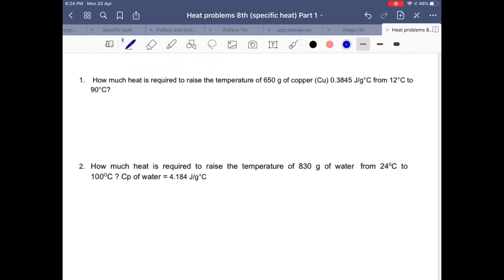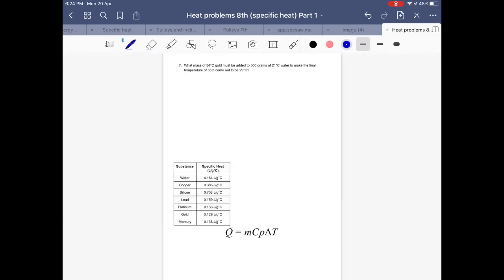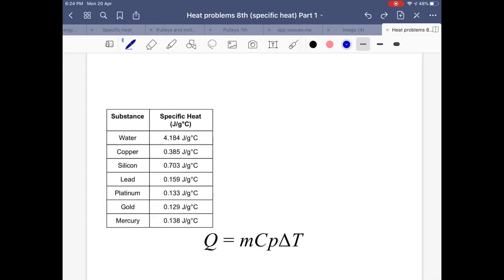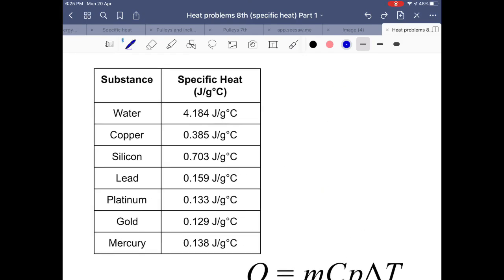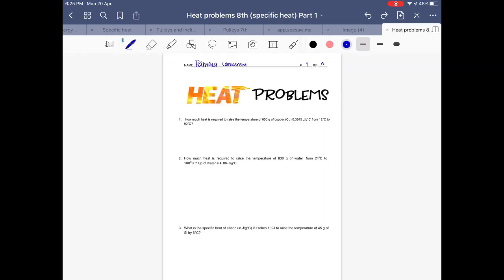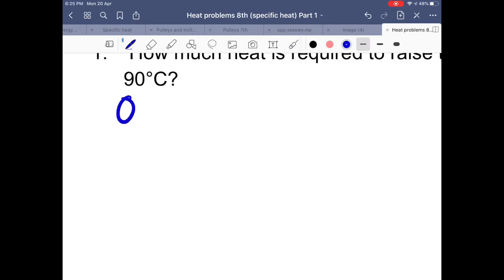It says, how much heat is required to raise the temperature of 650 grams of copper from 12 degrees Celsius to 90 degrees Celsius? If you go to the end of your worksheet, you will find your formula and all of the specific heats, in case I don't put them in the problem directly. And if I forget any, you can look for them on the web. So we're searching for heat. Heat, remember, is with a Q.